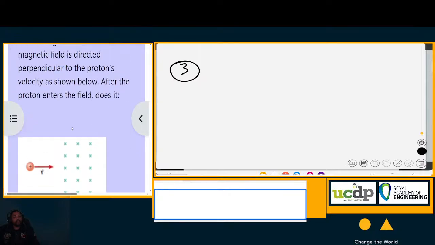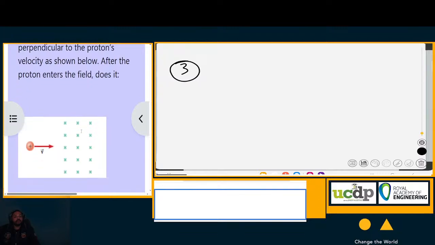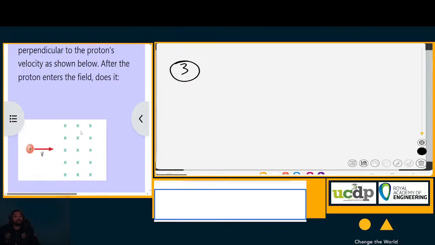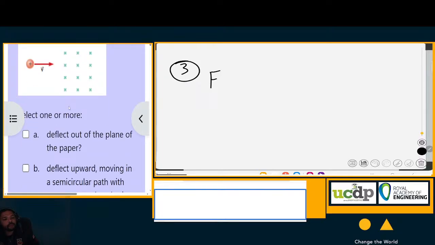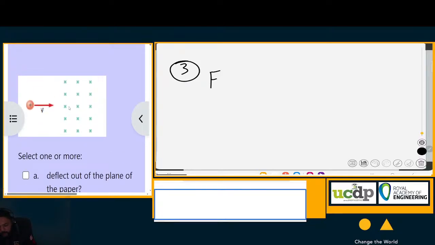The magnetic field is going into the screen and the proton is traveling towards the right. So it is perpendicular to the magnetic field. So what will happen to this proton? Let's first determine in which direction the magnetic force would be. Magnetic force is equal to Q V cross B. Which direction would the magnetic force be in this case?